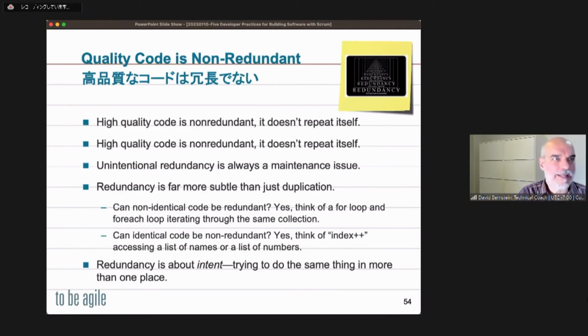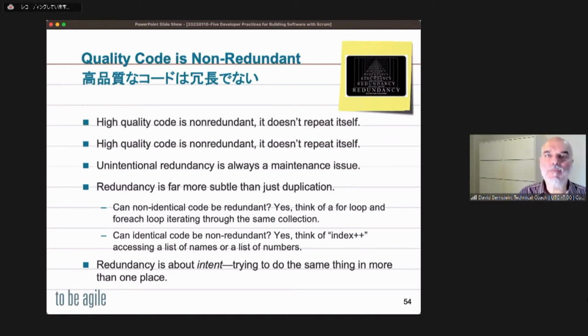And our last code quality: high quality code is non-redundant. Repetition in learning is good because it helps us deepen our understanding. But repetition in code is always a maintenance issue. So we don't want to do that.